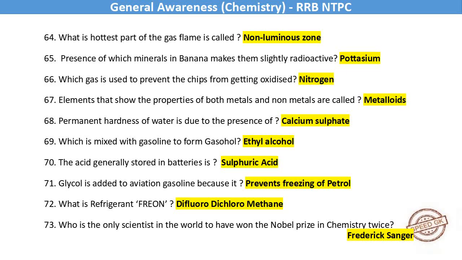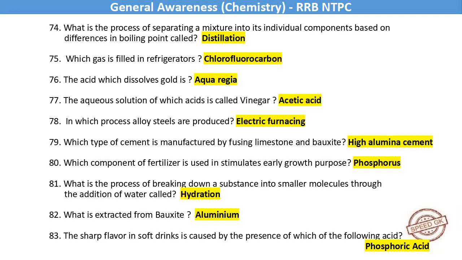What is refrigerant freon? Difluorodichloromethane. Who is the only scientist in the world to have won the Nobel Prize in Chemistry twice? Frederick Sanger. What is the process of separating a mixture into its individual components based on differences in boiling point called? Distillation.